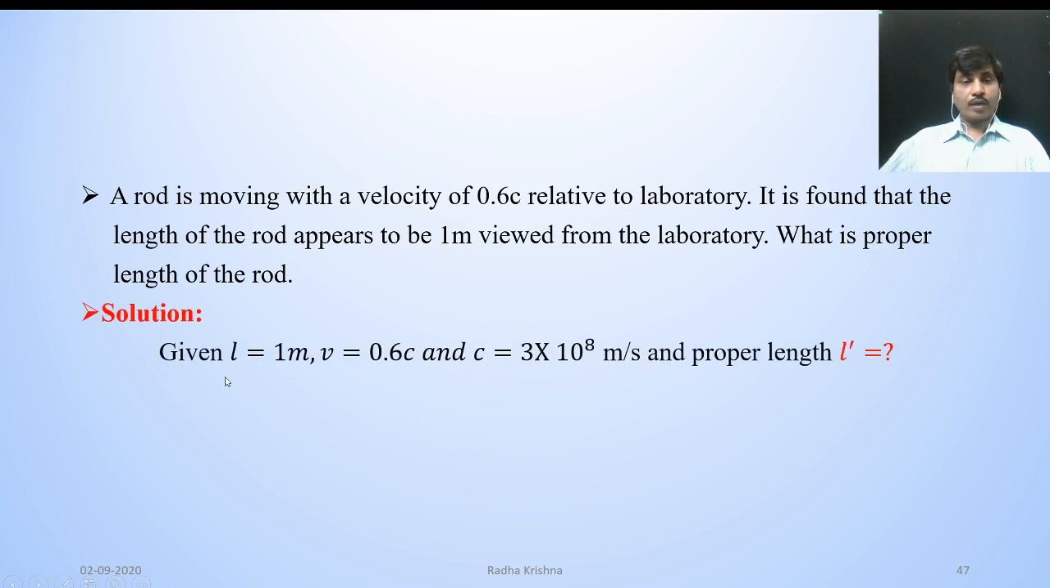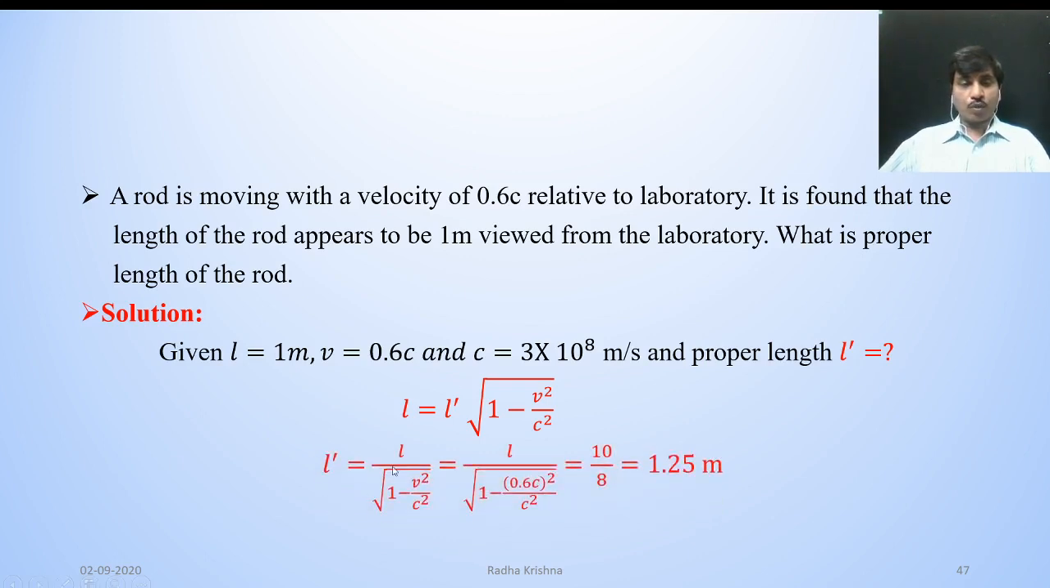Solution: given L is equal to 1 meter, v is equal to 0.6c, the velocity of light c is equal to 3 into 10^8 meters per second, and the proper length L dash is equal to question mark. We know that according to length contraction, L is equal to L dash into square root of 1 minus v squared by c squared. Proper length means the length of the rod when it is placed in the moving frame.